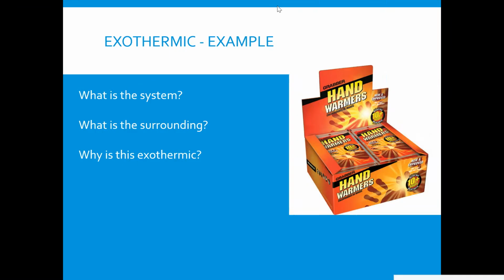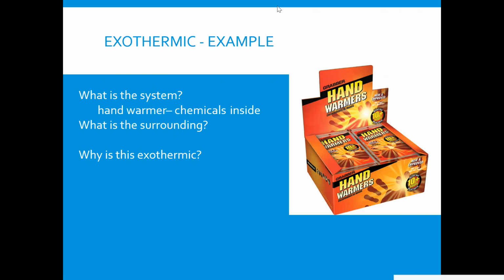Some examples. Here's one of these hot hand warmers. This is a good example of an exothermic reaction. In this situation, what is the system? So it depends on really what we're studying, but let's say the system is the hand warmer itself and whatever chemicals are in there. Truth be known, hand warmers are kind of simple. They're just magnesium and some salt, and they react with the oxygen in the air. Okay, so we have that hand warmer is going to be our system.